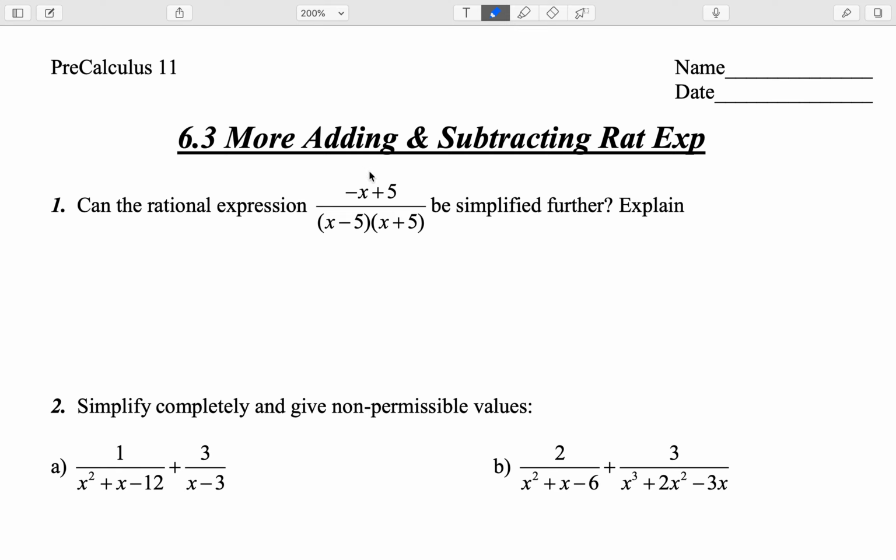Second day on this. More adding and subtracting of rational expressions. So rational expressions, remember, those just really mean that they're fractions. And we're going to be adding and subtracting these things. So first off, we're going to have to recognize that sometimes they look a little bit different.